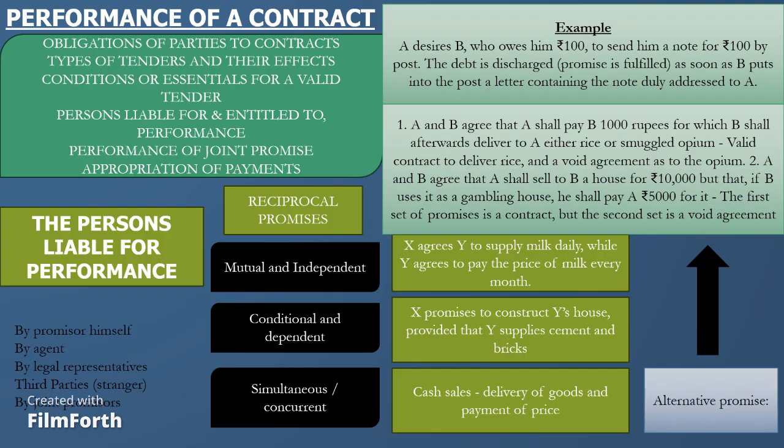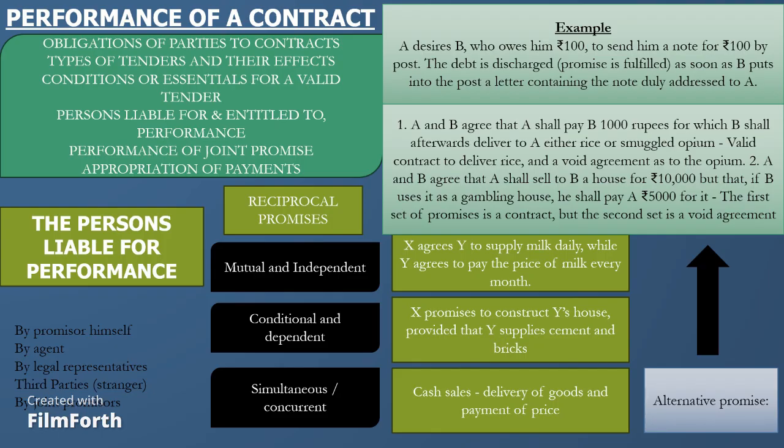Example: Mr. A desires Mr. B, who owes him Rs.100, to send him a note for Rs.100 by post. The debt is discharged, the promise is fulfilled, as soon as Mr. B puts into the post a letter containing the note duly addressed to Mr. A. Section 37 and Section 38. Obligations of parties to contracts. Actual performance. The promisor makes an offer of performance to the promisee. The offer has been accepted by the promisee as per the terms and conditions.